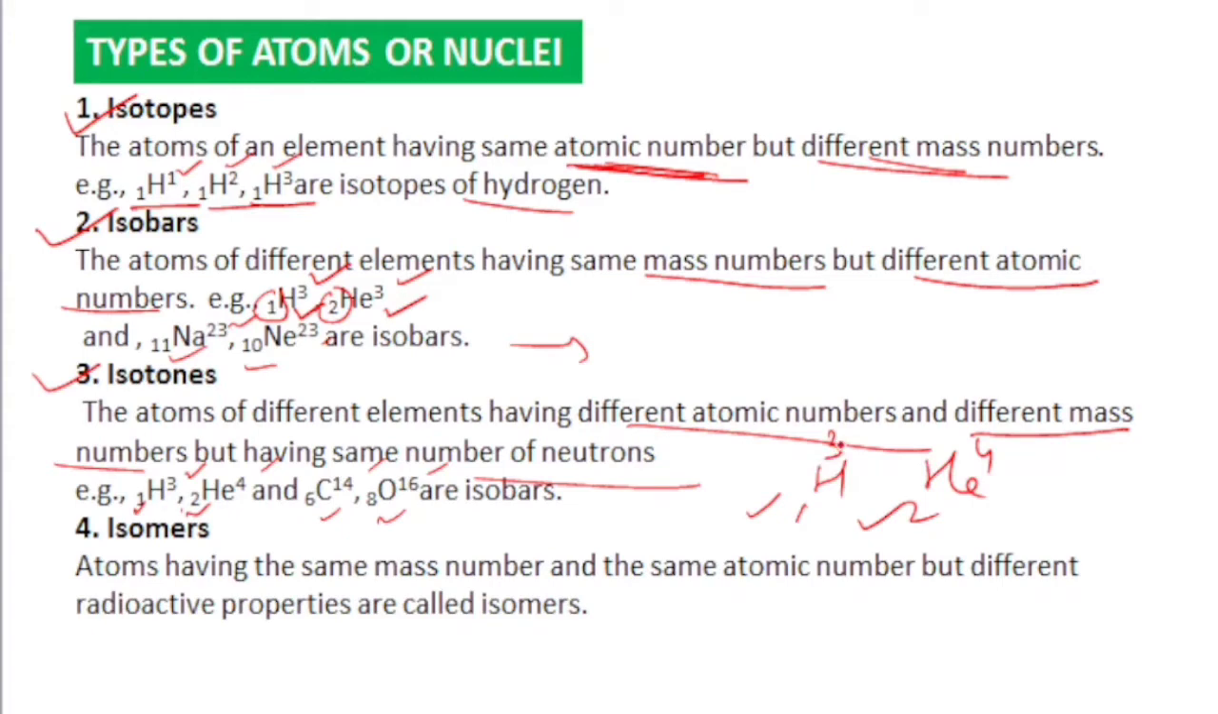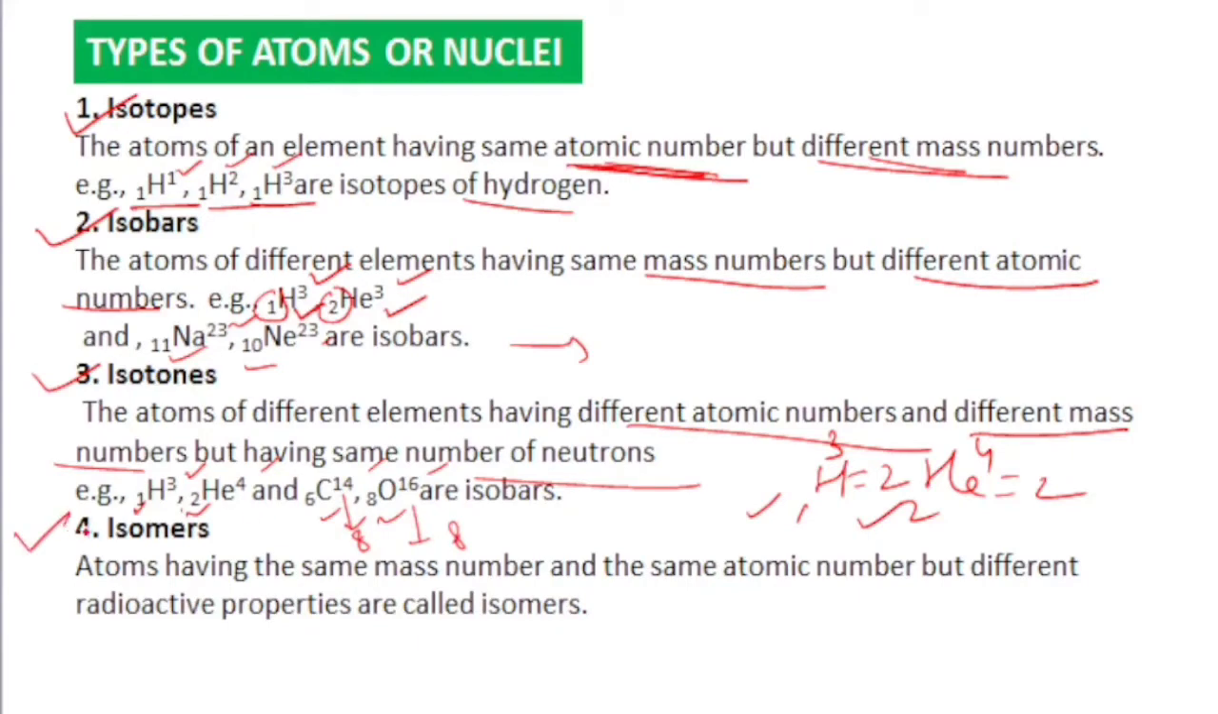Number of neutrons is what? Mass number minus atomic number, A minus Z: 3 minus 1. Here the number of neutrons is 2, and in this one also 4 minus 2, 2. So both have the same number of neutrons, so these are isotones. In the same way, C-14 and oxygen-16. Here also the number of neutrons is 14 minus 6, 8, and here also the number of neutrons is 16 minus 8, 8. So these are isotones.